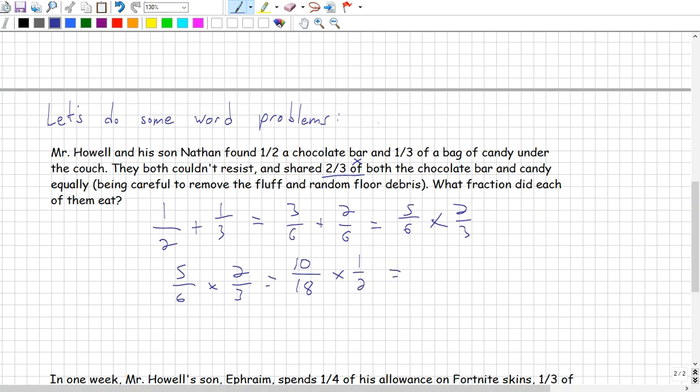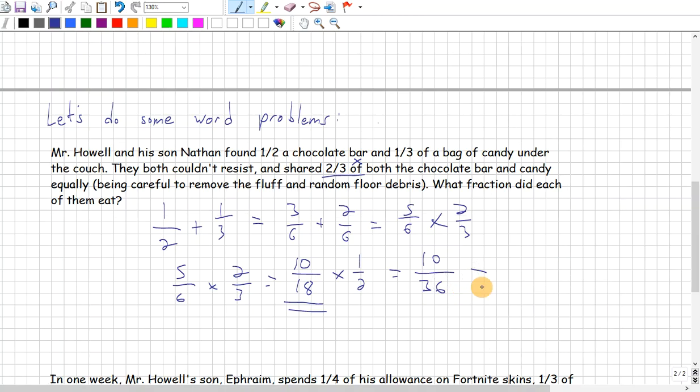Okay, so 10/18 is the amount of candy total, because we didn't eat all of it. We only shared 2/3 of the candy. So 2/3 of the candy was this amount here. That was 2/3. And then we shared it equally because there's 2 of us. We multiply that by a half, or dividing by 2. Same thing. So 10 times 1 is 10. 18 times 2 is 36.